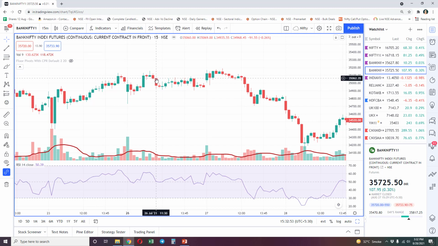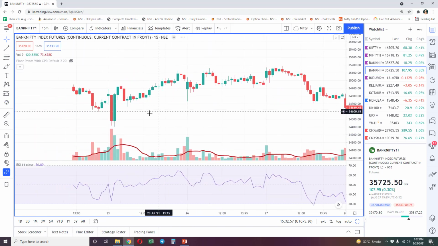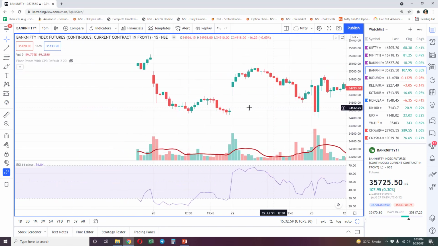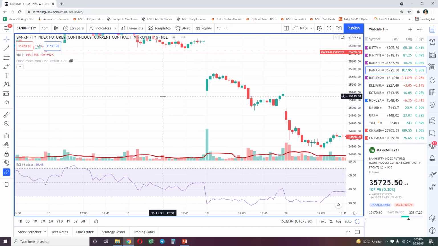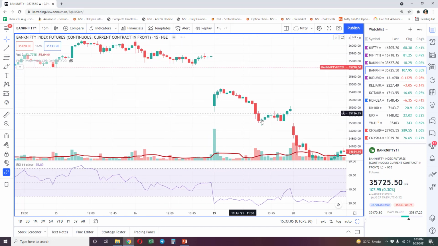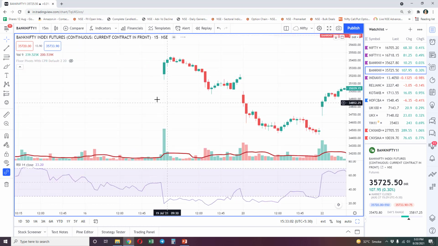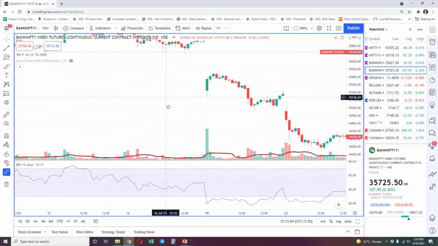One thing to note is that if you find a hammer pattern when the RSI is less than 30, or if you find the shooting star pattern when the RSI is more than 60 or 70, that becomes a very high probable trade if the volume is also there. So now let's see the previous examples that we have taken.